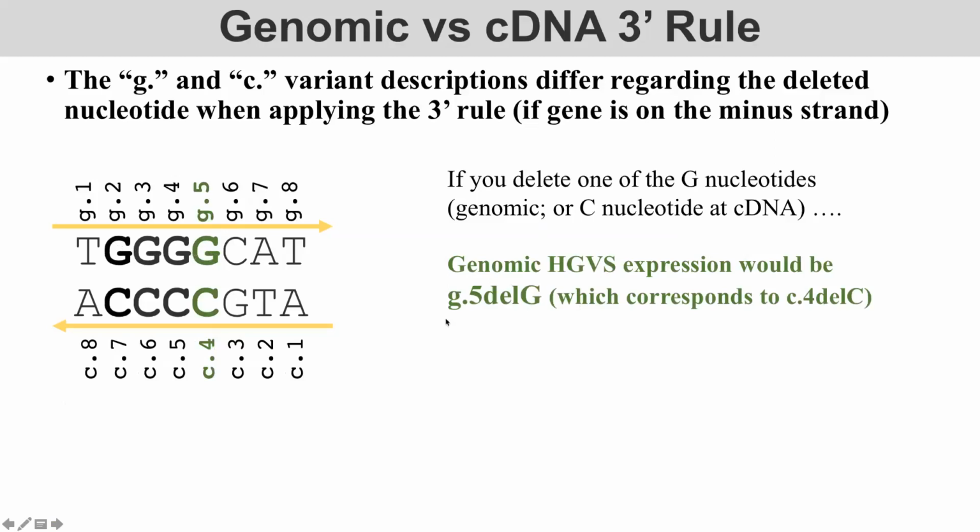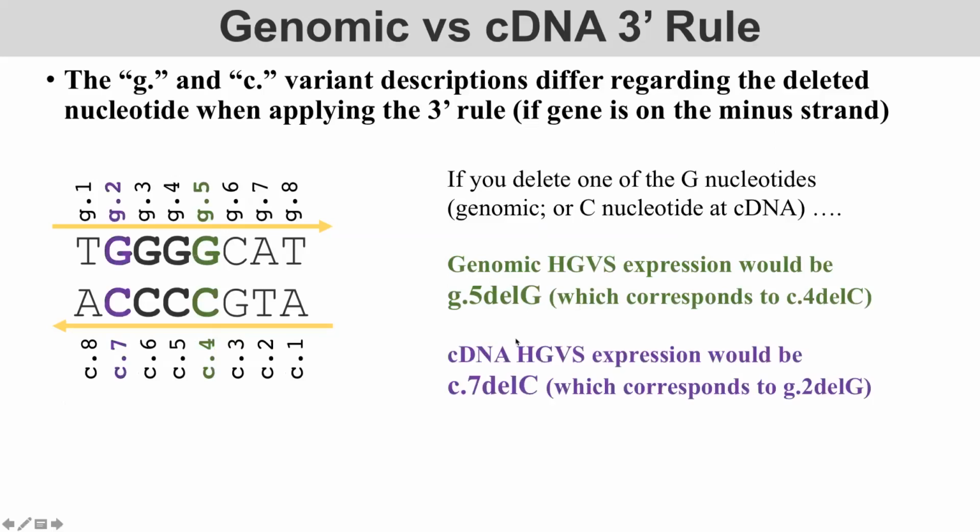But if you were talking about this deletion at the cDNA level, so again we're going this direction, you would again be using the 3' most expression, which in this case is your c.7delC, which corresponds to what your g.2 is. So you can see again, even though they're both talking about the same deletion, at the genomic and cDNA level, they're going to be implicating a different nucleotide within this string.